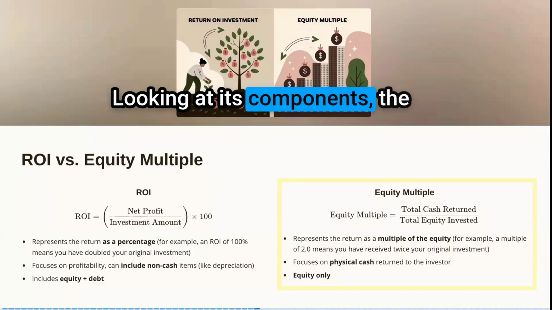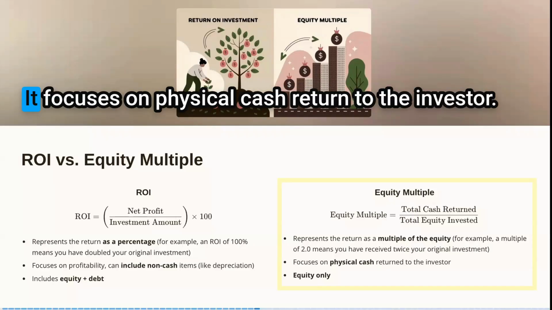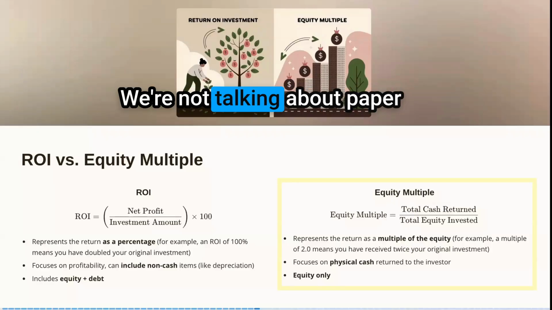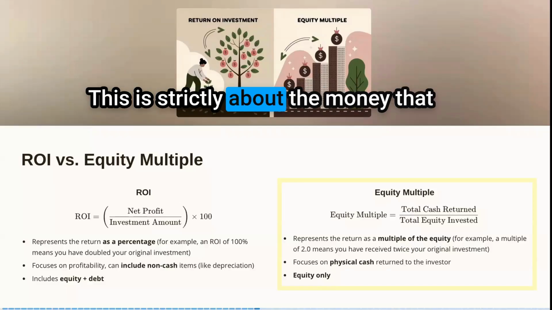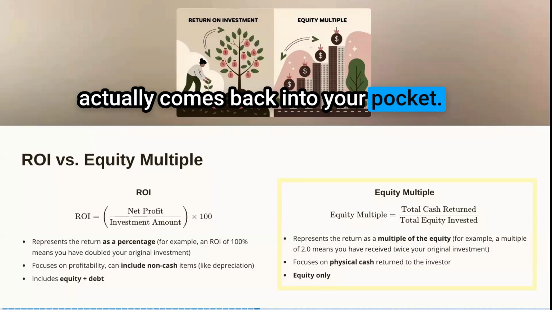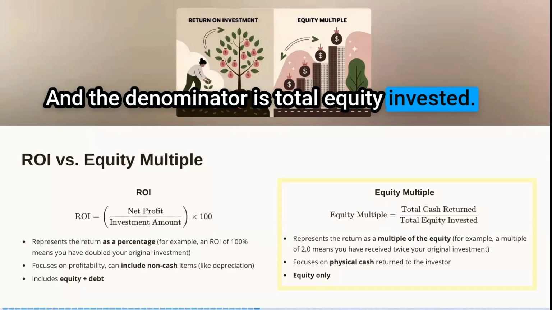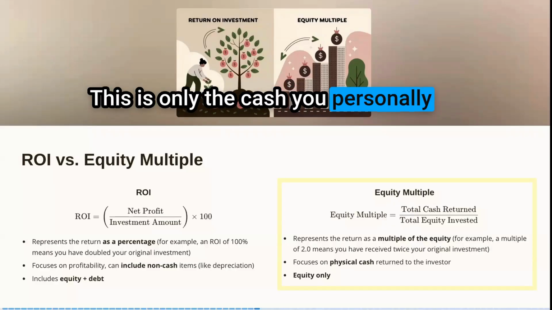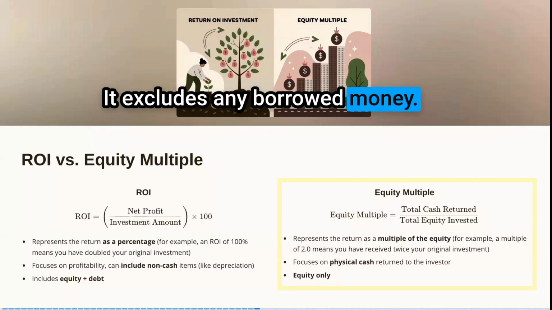Looking at its components, the numerator is total cash returned. It focuses on physical cash returned to the investor. We're not talking about paper profits or non-cash items. This is strictly about the money that actually comes back into your pocket. And the denominator is total equity invested. This is only the cash you personally invested, your skin in the game. It excludes any borrowed money.